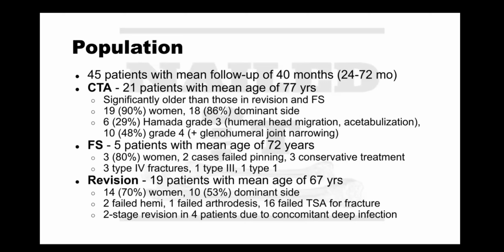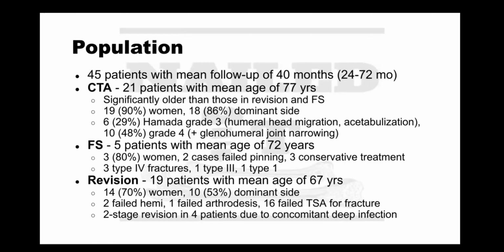And dividing in between the treatment groups, primarily the patients were composed of the cuff tear arthropathy, and they were much older compared to the other 2 groups with a mean age of 77, and primarily women, about 90% of them. And their pathology was on the dominant side. And looking at their cuff status, about 30% of them had a grade 3, which is described as a humeral head migration and acetabularization. And then about half of them were grade 4, which also has glenohumeral joint narrowing.